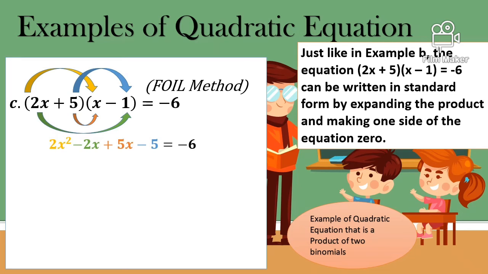So the answer is 2x squared for first to first term, negative 2x in outer to outer term, and positive 5x in inner to inner term, and negative 5 for last to last term. So we have 2x squared minus 2x plus 5x minus 5 equals negative 6. I hope you got it right using the colors.